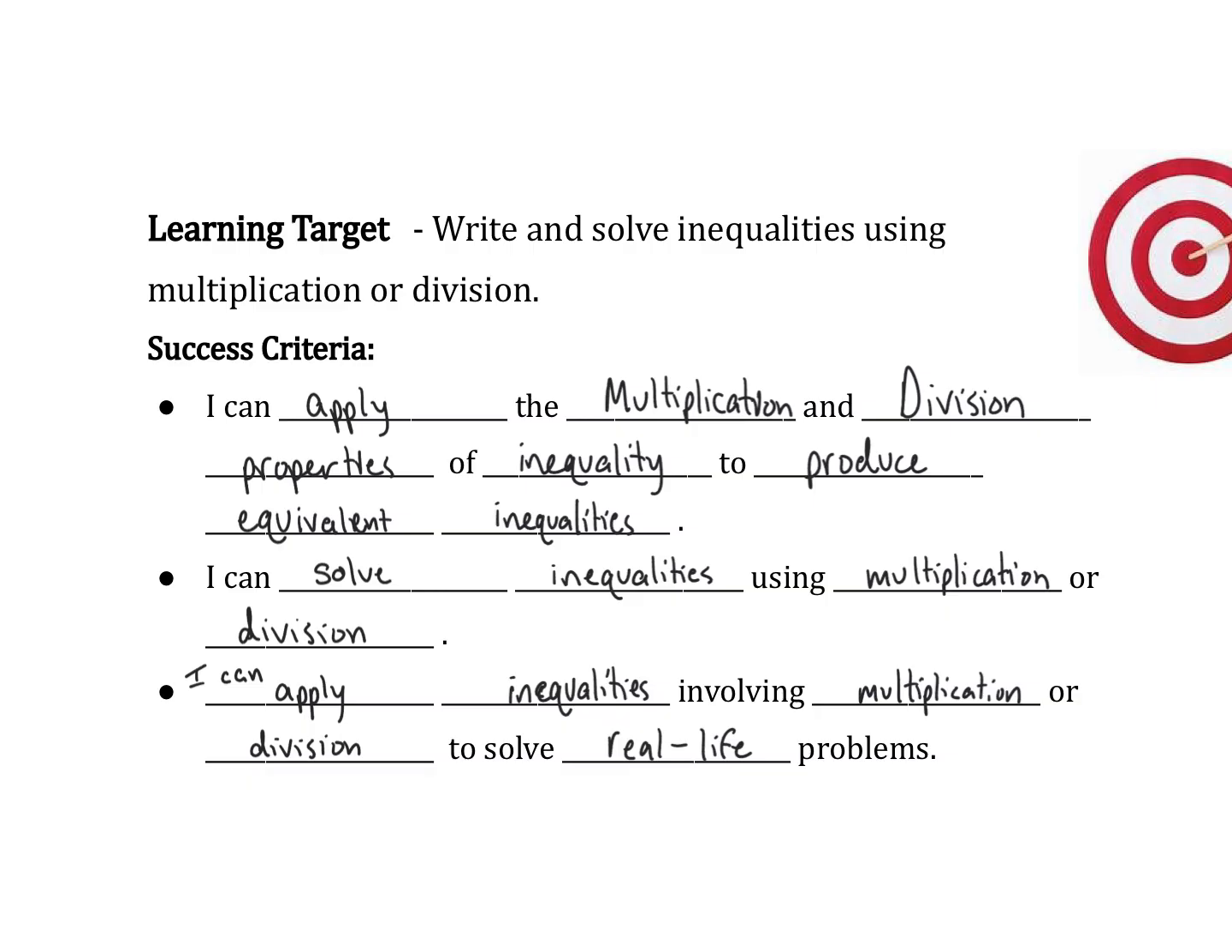That is, using strategies like multiplying when we see division and dividing when we see multiplication in order to isolate variables, or get variables all by themselves. The second success criteria is that I can solve inequalities using multiplication or division. So again, that solving piece: how do I isolate or solve for my variable? And finally, the last one is that I can apply inequalities involving multiplication or division to solve real-life problems. So being able to read a situation, see what's going on, and then create an inequality based upon the problem we see.